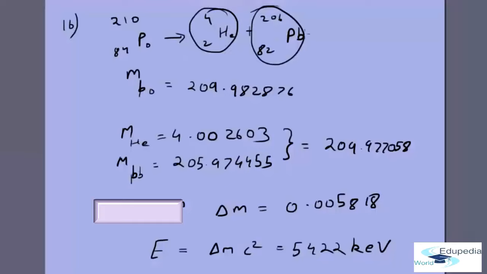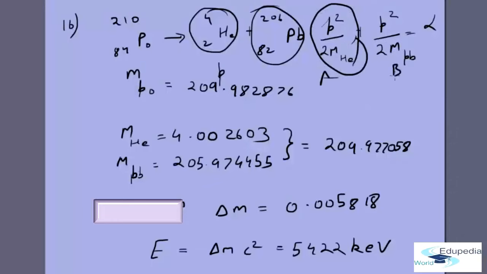Both of them have a kinetic energy, but both of them will have the same momentum because of momentum conservation, right? So the momentum for both of them, let's call it P. Then the kinetic energy for this will be P square by 2mHe, and this will be P square by 2mPb. And the sum of the two of them will be this value, let's say alpha. And if P is the same, then what will be each of those two terms? Right, they will be inversely divided in the ratio of the masses. So the first term, let's say this is A, this is B, right?